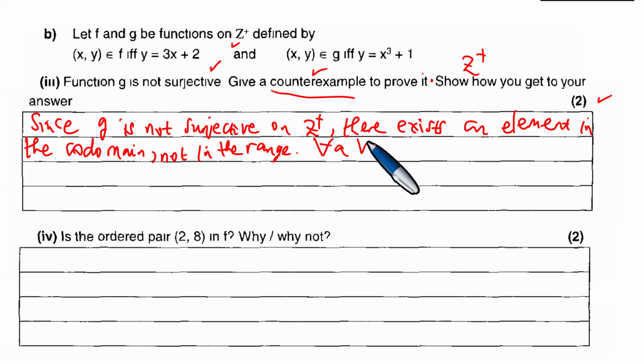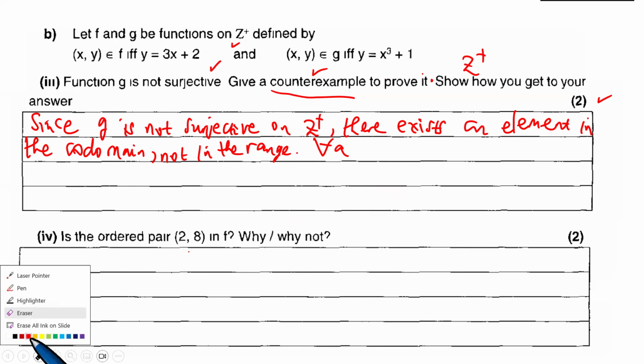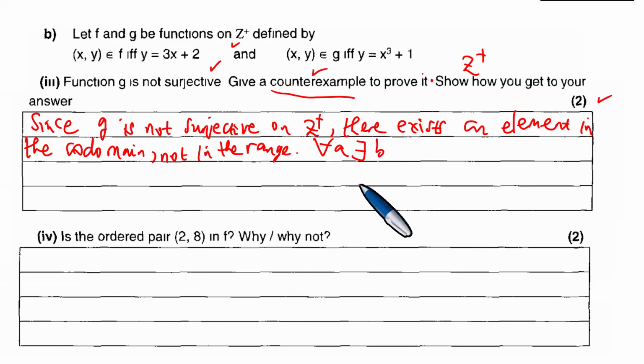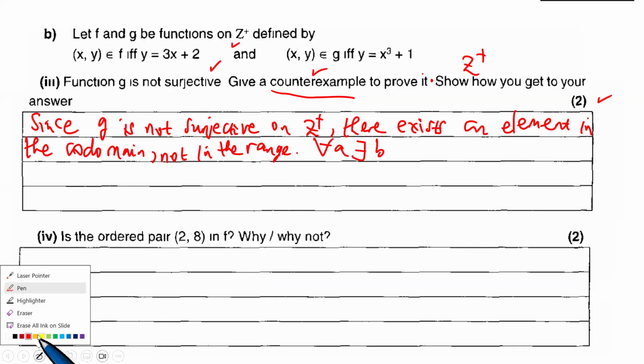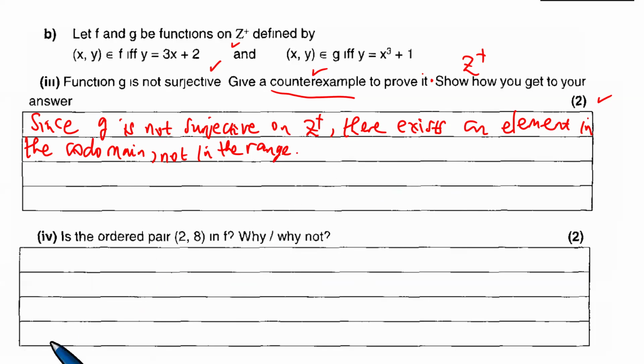We note that for all b, there exists a with f of a not equal to b.